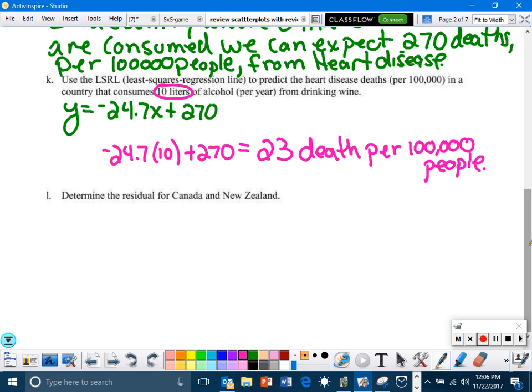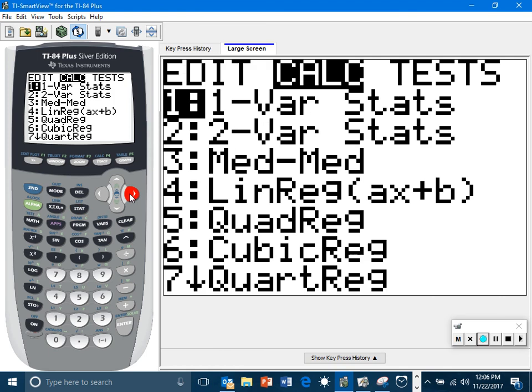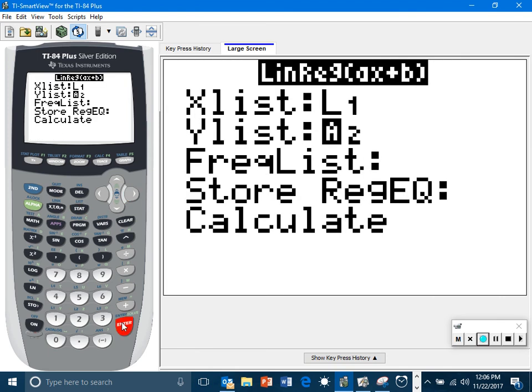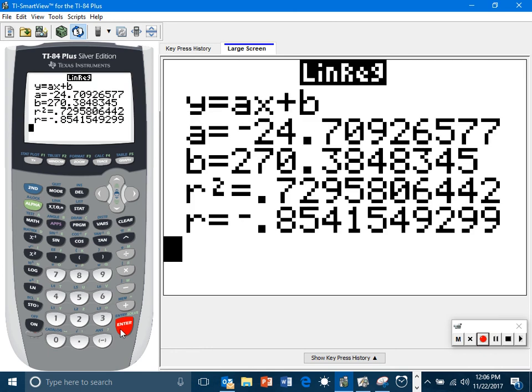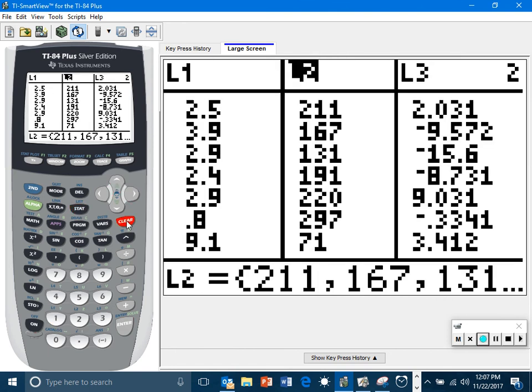Now, determine the residual for Canada and New Zealand. Just a reminder, when we did the stat calculate number 4, the calculator has already figured out the residuals. We just need to go find those residuals. So here are the steps. We go back to our list. So stat edit, go to the top of list 3.